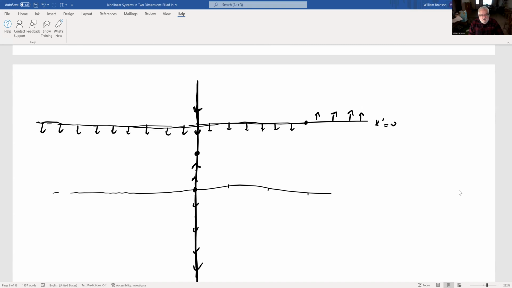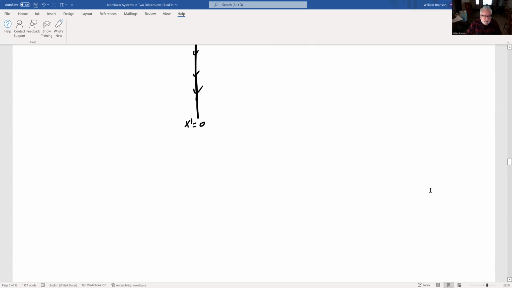And the other thing to keep in mind about vector fields is that solution curves can't cross. So the y-axis now acts as a barrier, right? There's solutions on one side, solutions on the other side, but they can't cross the y-axis. So what about nullclines for y prime?